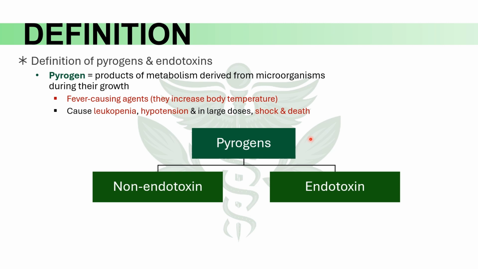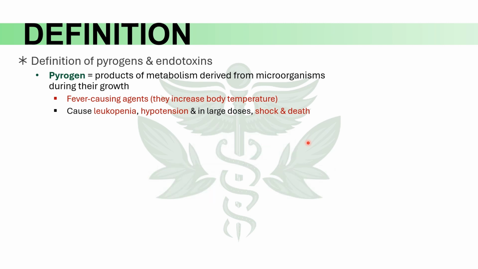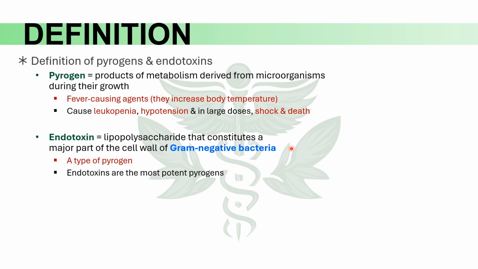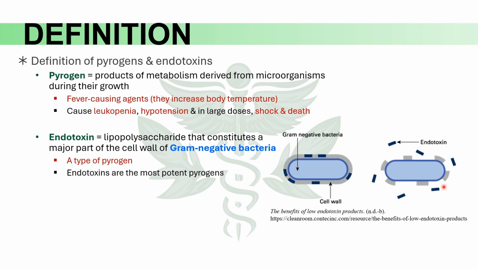Pyrogens can be divided into non-endotoxin pyrogens and endotoxin pyrogens, or simply endotoxins. So we can establish from this that pyrogens and endotoxins are not necessarily the same thing. It's more accurate to say that endotoxins are a type of pyrogen and that pyrogens is a more general term. By definition, endotoxins are lipopolysaccharides that constitute a major part of the cell wall of gram-negative bacteria, as represented in this diagram right here. Let's stop for a second.